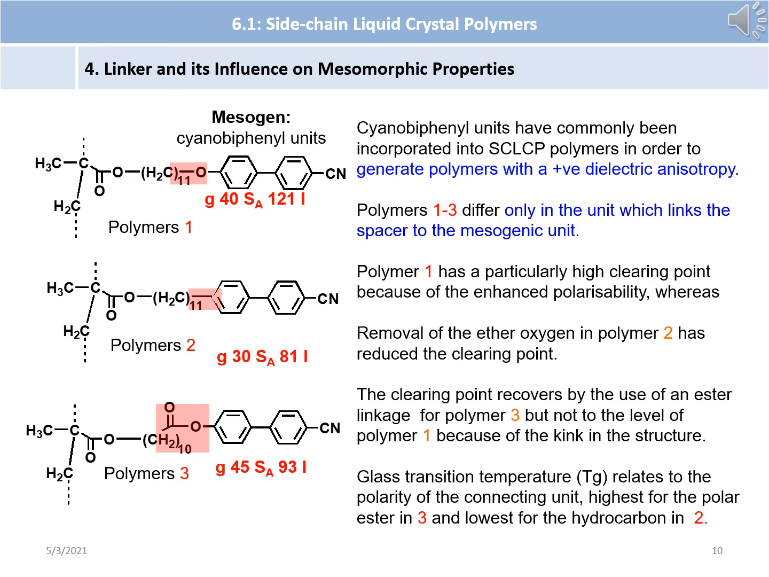Polymer 1 has a particularly high clearing point because of the enhanced polarizability, whereas removal of the ether oxygen in polymer 2 has reduced the clearing point. The clearing point recovers with the use of an ester linkage for polymer 3, but not to the level of polymer 1, because of the kink in the structure. Glass transition temperature relates to the polarity of the connecting unit, highest for the polar ester in 3 and lowest for the hydrocarbon in 2.